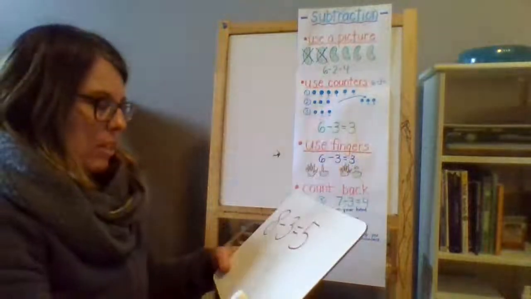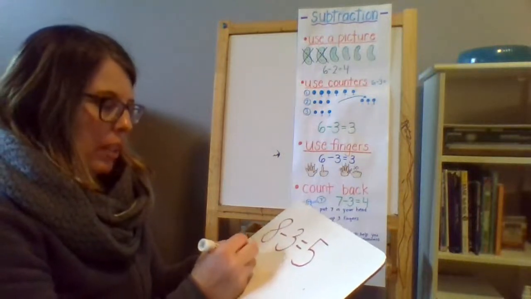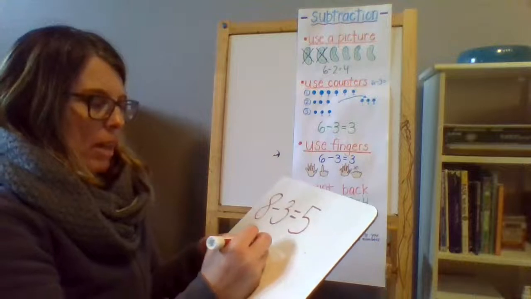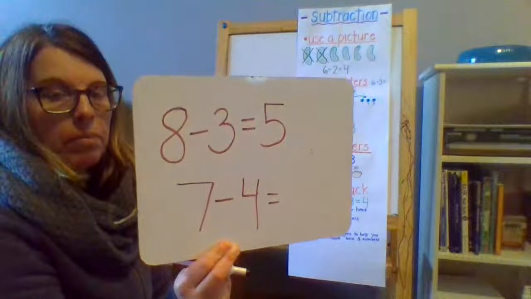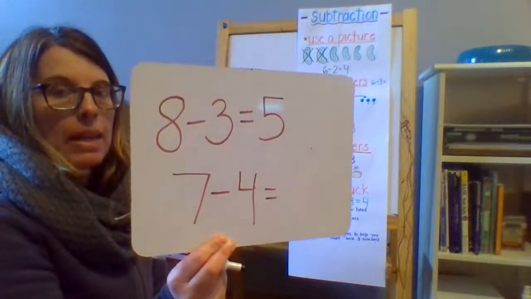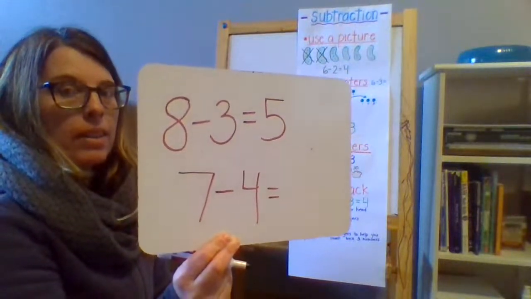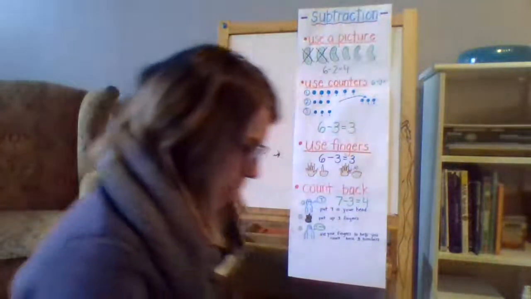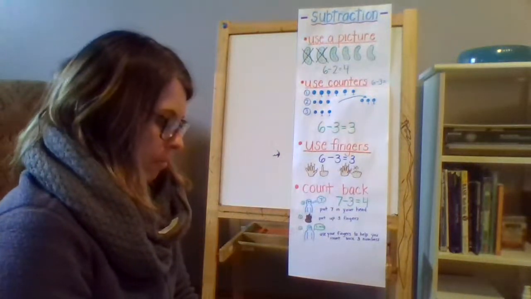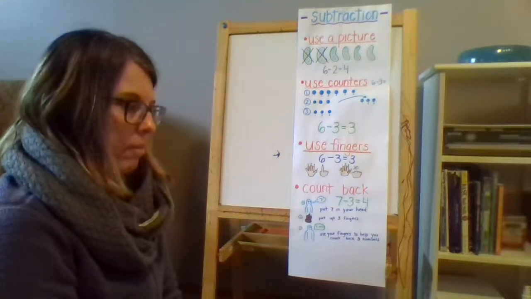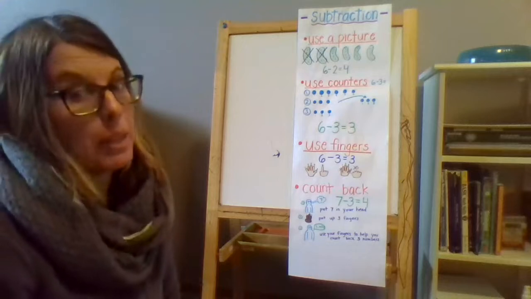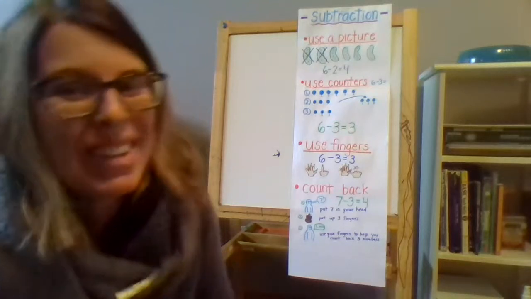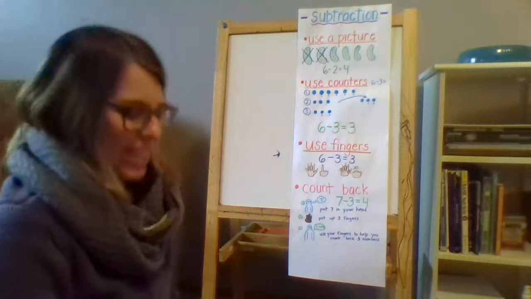Okay, let me give you one to try on your own. Let's do 7 minus 4. Okay, go ahead and try that one. 7 minus 4. When you come up with an answer, just keep it in your head, okay? Or you can say it out loud, I guess, because we're not there to hear each other. So you can go ahead and say the answer, but remember it, okay?